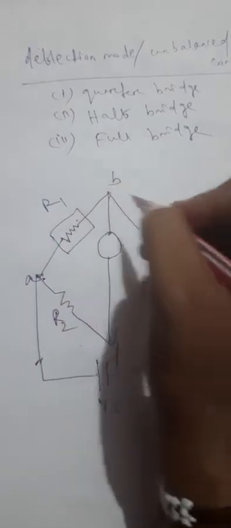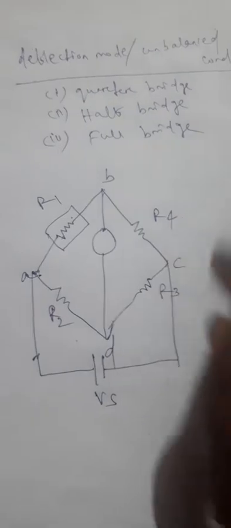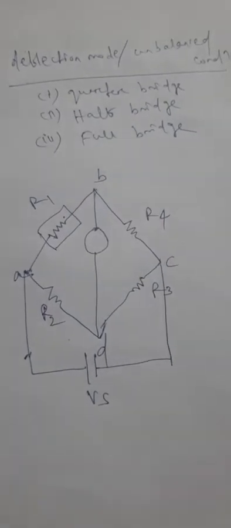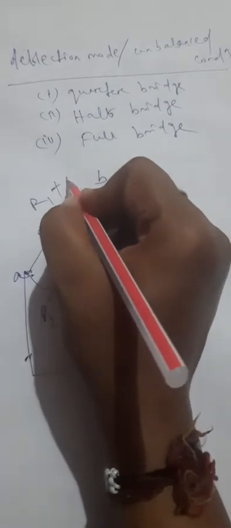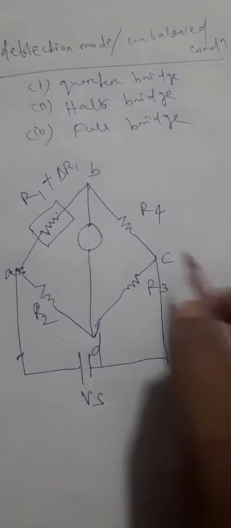This is the unstrained resistance. When we apply some load to the strain gauge, the strain gauge will be subjected to some strain. In this case, its resistance will change. So the new resistance is, let's say, R1 plus delta R1. So this is the new resistance.